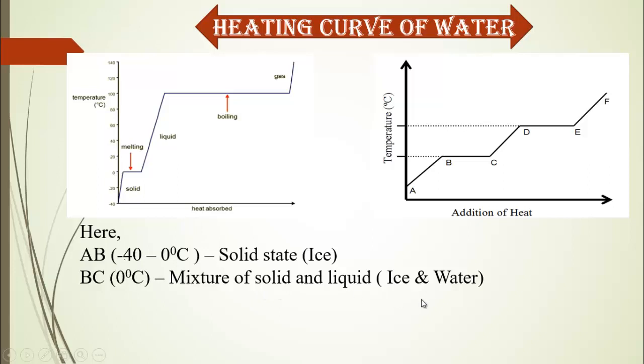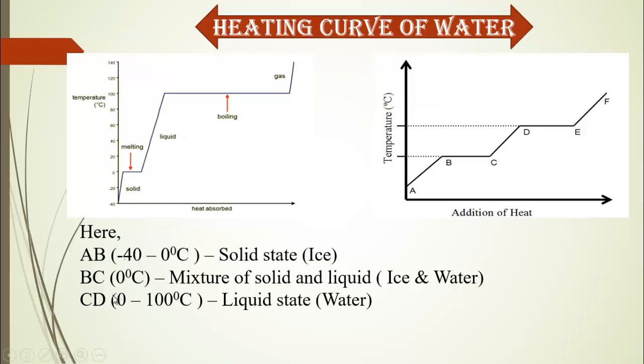Solid and liquid. That means ice and water coexist in this region, isn't it? Here the temperature is 0 degree centigrade, but ice and water coexist here. Now in the C to D portion, here water completely exists in only liquid state, and the temperature range is what? 0 to 100 degree centigrade.